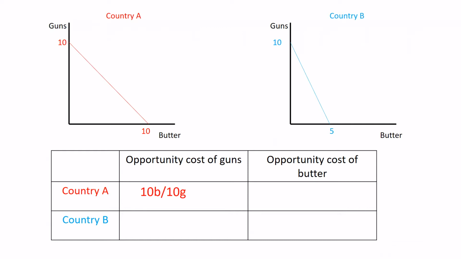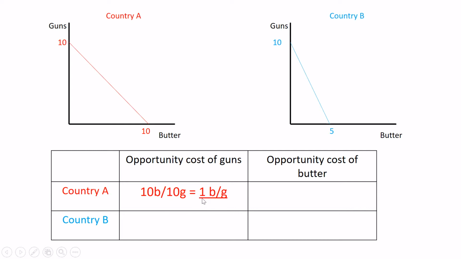So, let's look at it first. For country A, opportunity cost for producing guns. When we measure opportunity cost, we're going to look at effectively a shift from this point up here to this point. And when they do, they give up 10 butter and they gain 10 guns. 10 butters per 10 guns. The 10s cancel out. It's 1 butter per gun.